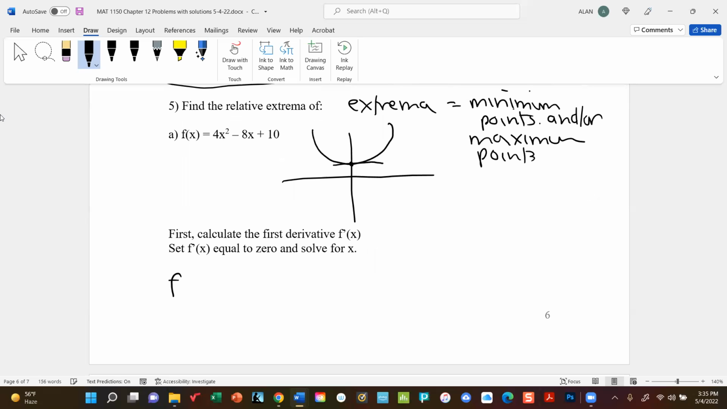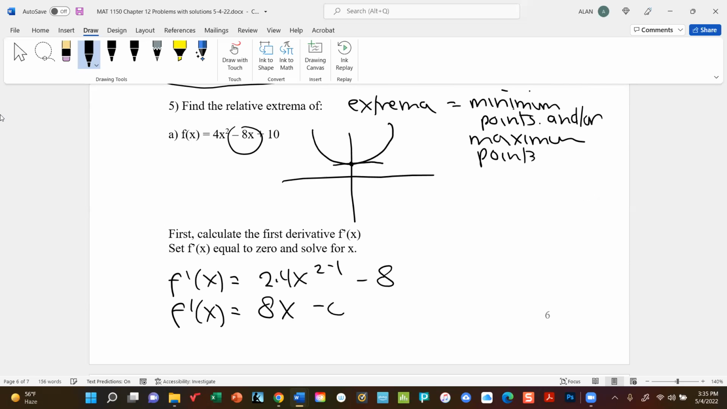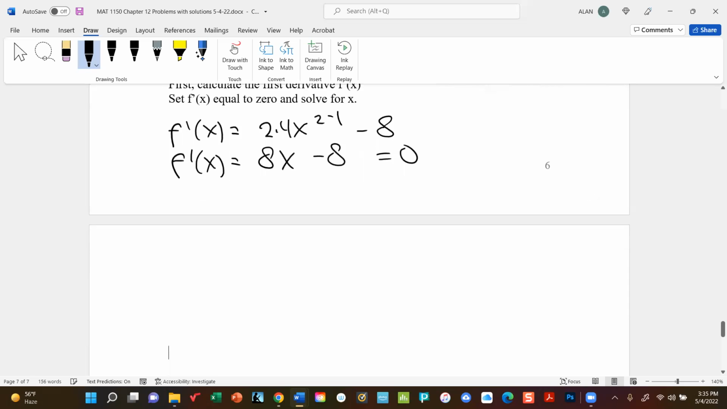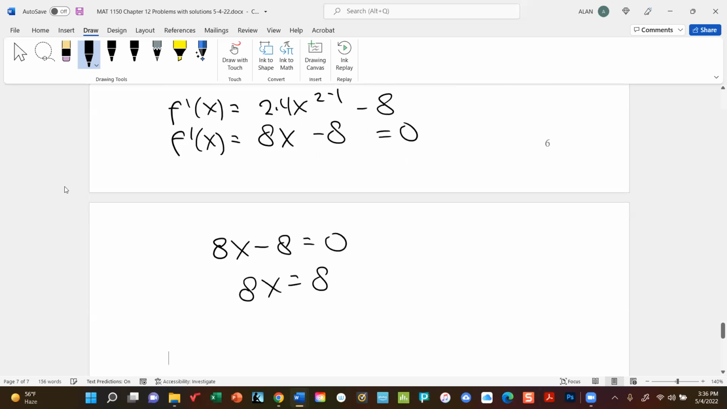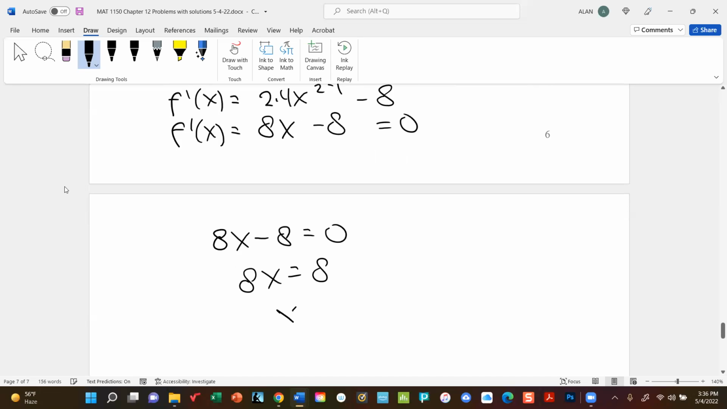So the first derivative, based on the rules we've been developing, is 2 times 4x to the 2 minus 1. Now, here, remember, this is just some constant multiplied by x. That's going to be just 8, because that's the coefficient of x. So this one ends up being 8x minus 8. Now, if we set this equal to 0, 8x minus 8 equals 0. 8x equals 8, and x equals 8/8, which is just 1.